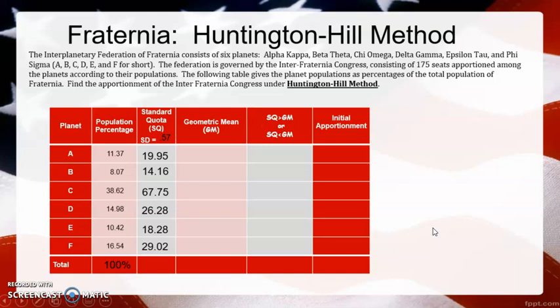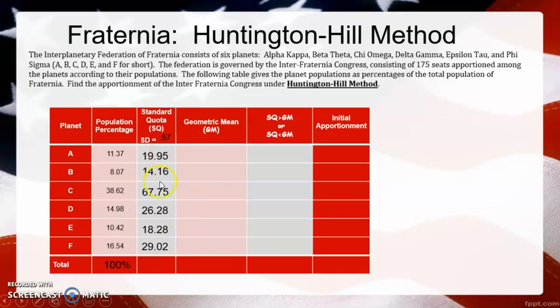So let's look at the same example, our Interplanetary Federation of Fraternia, using the Huntington-Hill method. Again, everything in the beginning works the same as it did for Jefferson, Adams, and Webster. We find the total population. We find our standard divisor by dividing the total population by the number of seats to be apportioned. Then we find the standard quotas by taking each state's population and dividing by the standard divisor. And so this is where we were at this point. Again, if you want to pause the video, take a couple minutes to make sure that you understand where all these numbers are coming from, feel free to do so.